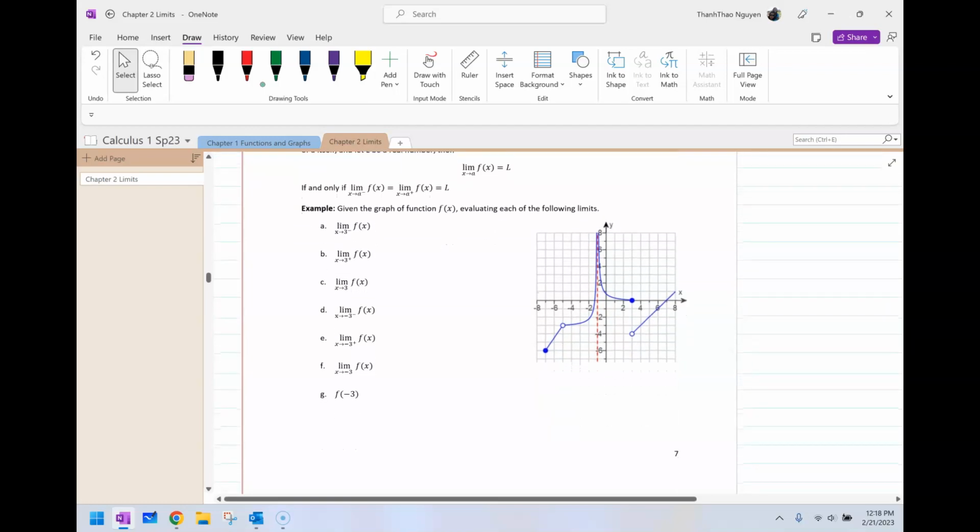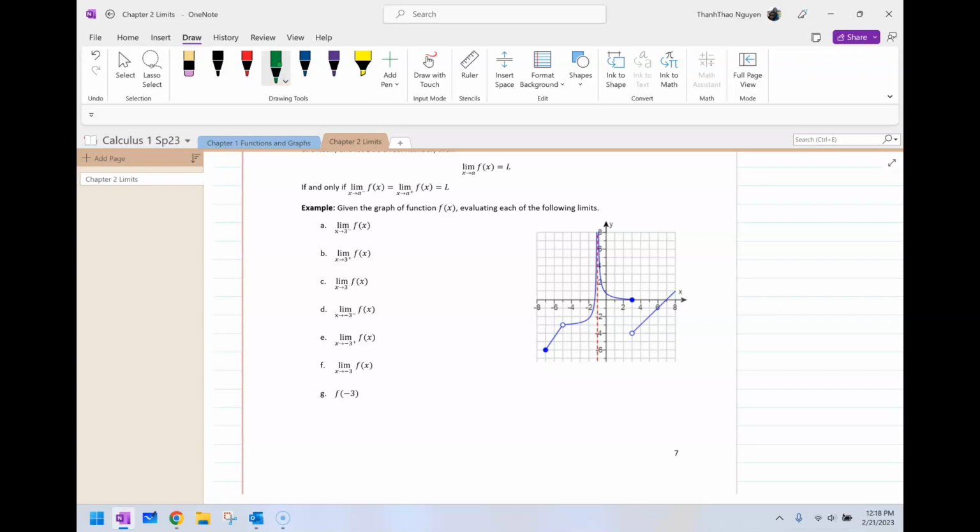So let's take a look at this example. Given a graph, let's see what happens with the limit as x approaches negative 3 from the left. As x approaches negative 3 from the left, f of x is about 0. It approaches 0. The limit as x approaches negative 3 from the right side, we're talking about this portion of the graph, approaches negative 4. This means the limit as x approaches negative 3 does not exist.